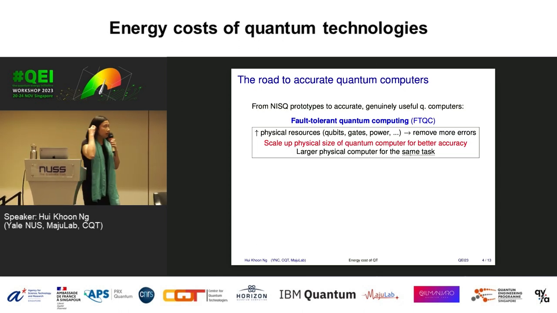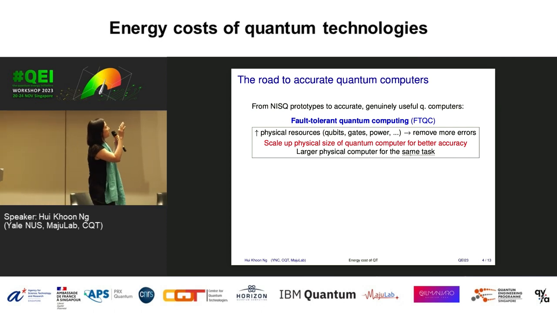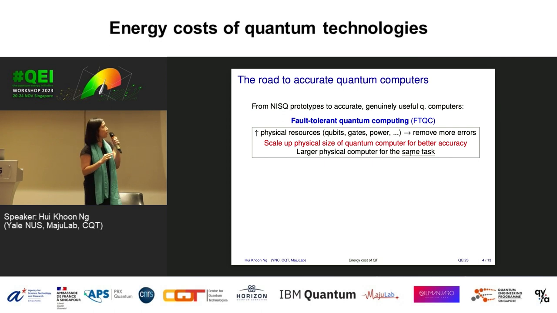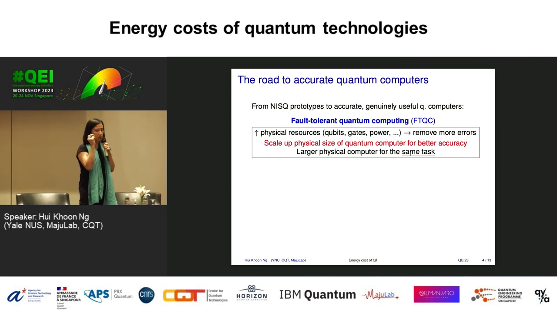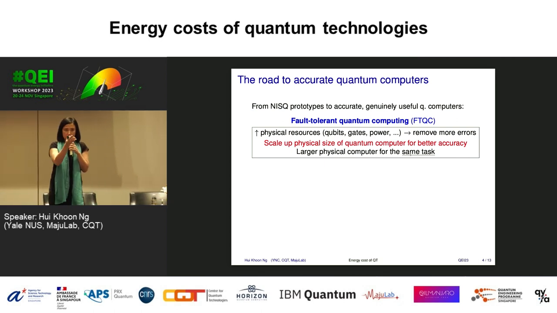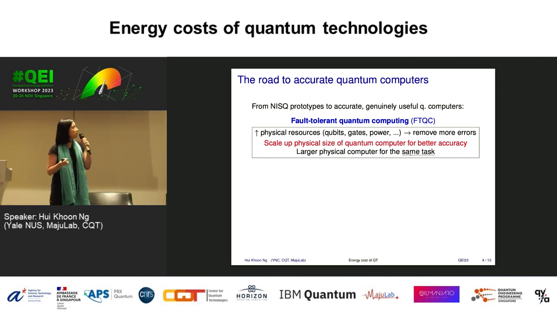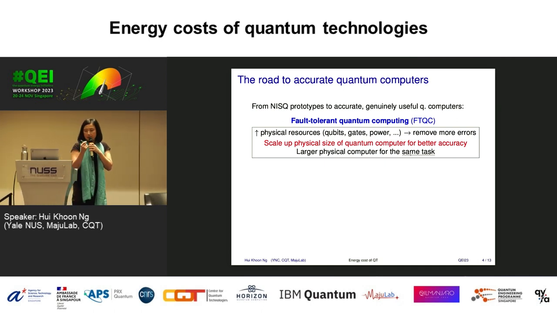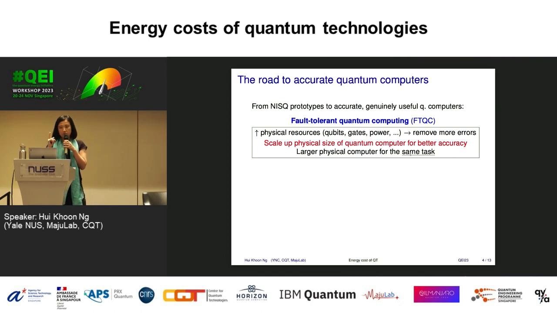So, this is just sort of to summarize where we are right now. Right now we are at this NISQ prototype stage, and you want to go to genuinely useful quantum computers able to solve some of these real-world problems that your classical computer cannot. What you need to do in order to get there, as I've said, is to increase the physical resources that you invest to be able to remove more and more errors.